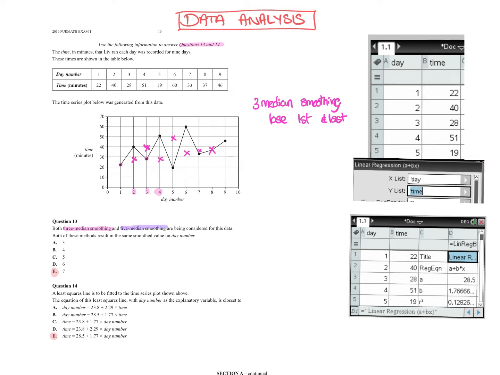Now I'm going to do the 5 median smoothing with the purple colour. With 5 median smoothing, I take the first 5 numbers, and my first cross will be along the third one, the third highest from lowest to highest, which is the median. Going through, this one is first, then this one second, and this one is actually the third. So that's where I'm going to have my first cross.